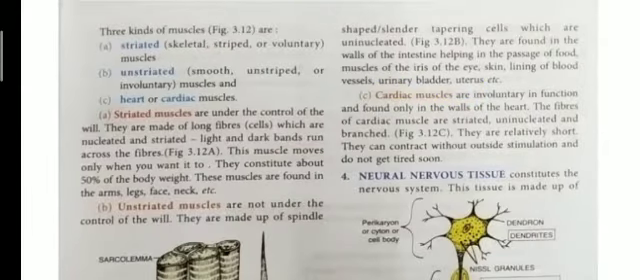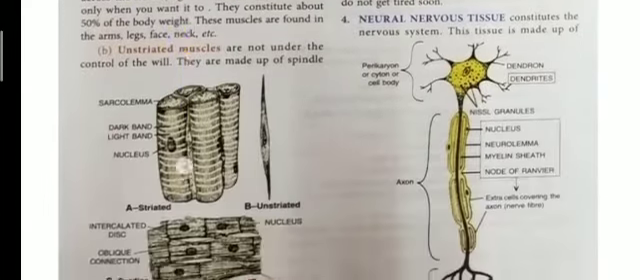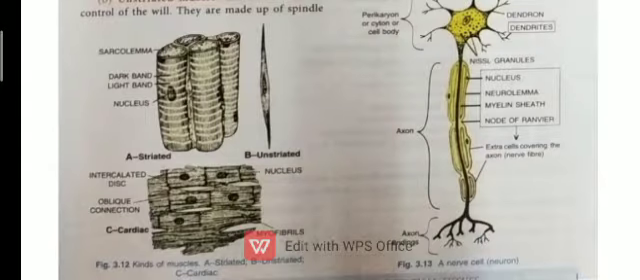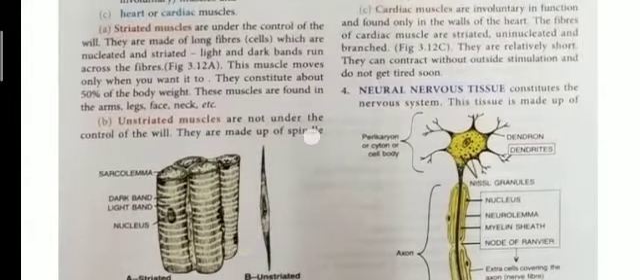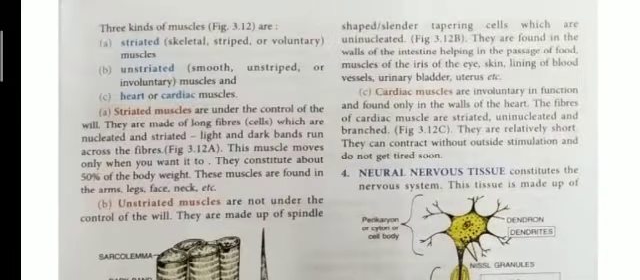Third one is the heart muscle, which is involuntary, and found only in the walls of the heart. Remember this. They are striated, uninucleated and branched. Striated means they have a strip-like structure, and they have the nucleus. The diagram is given, you can see. They are relatively short, they can contract without outside stimulation, and they do not get tired soon. So throughout our lifespan, our hearts contract.